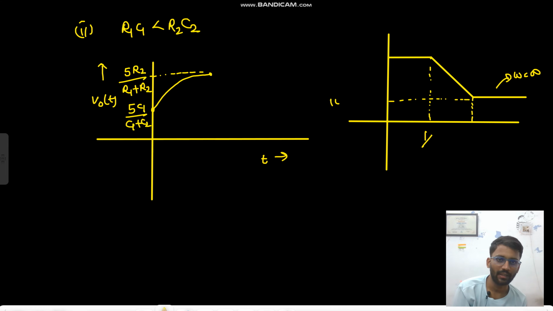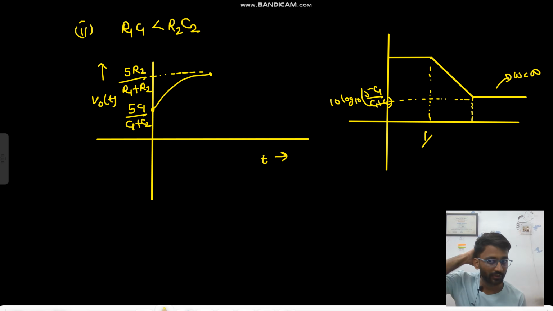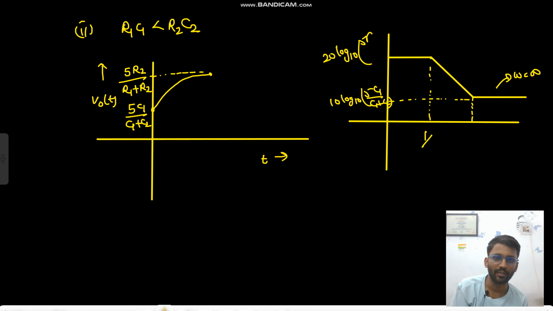This is 10 log 10 5 C1 upon C1 plus C2, and this is omega equals to infinity. Oh, sorry, omega equals to 0, that is more gain. 5 R2 upon R1 plus R2. This is the gain at t equals to infinity and omega equals to 0. So this is the gain at omega equals to 0. This is the gain at infinity.